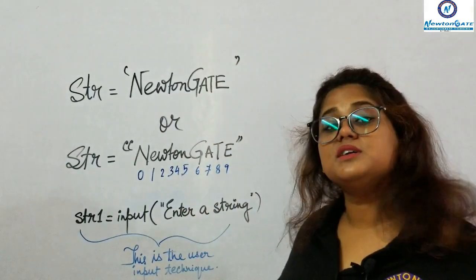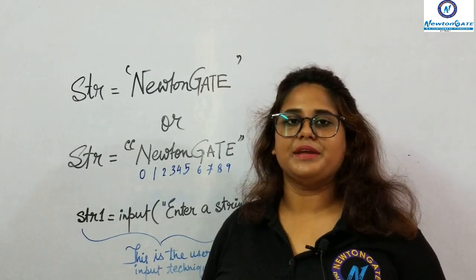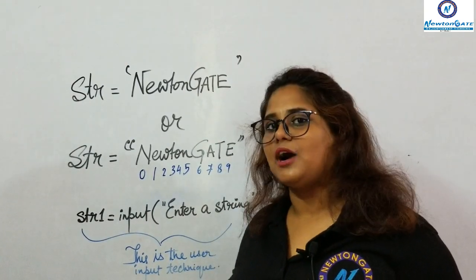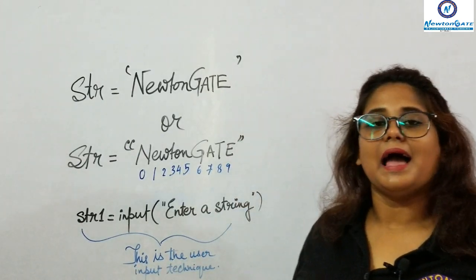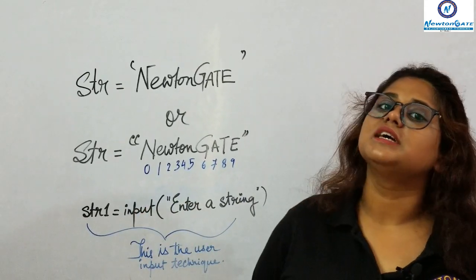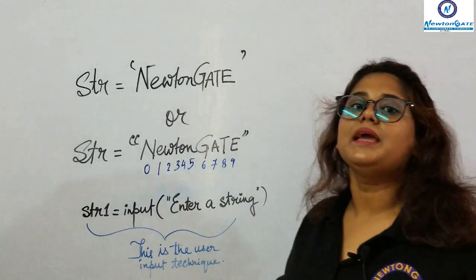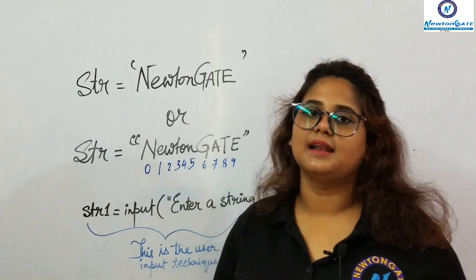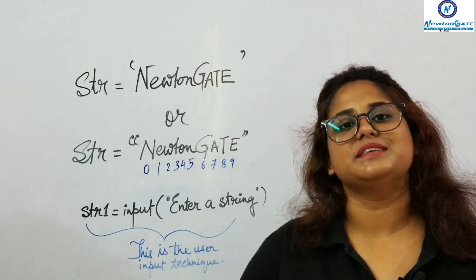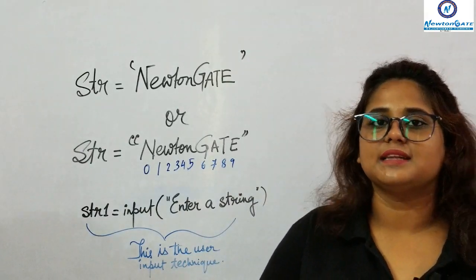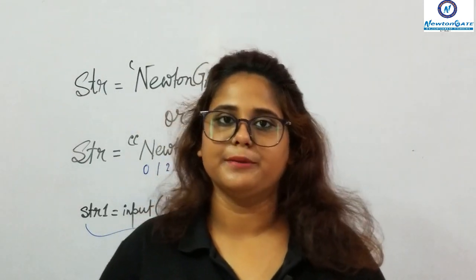This is all about the user input technique, where the user will provide his or her desired string in the program. Now let's check out the syntax. First we give a string variable name, and then input is the keyword to take input from the user. Then in the brackets we write "enter a string". That helps the system understand that we have to enter a string with the help of the input keyword, and the "enter a string" message helps the user understand that he or she has to input their desired string in the program.